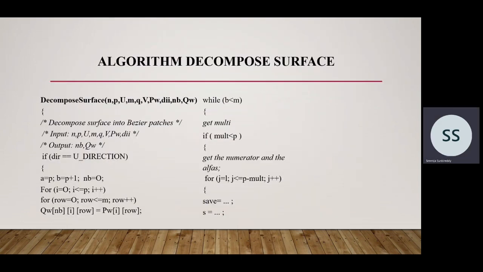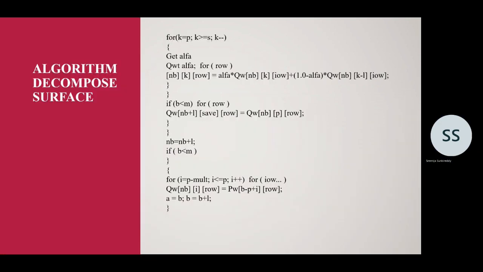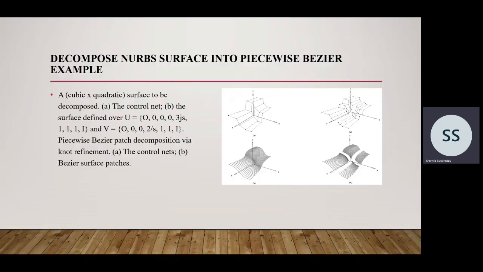Here, this is the algorithm for decompose surface. We decompose the surface the same as we decompose the curve, and we decompose the surface into Bezier patches so that it is simpler for us to handle. And we follow the same method here. Finding the alphas and storing them in numerators and finding for every knot. This is the same process as shown in the previous slides.